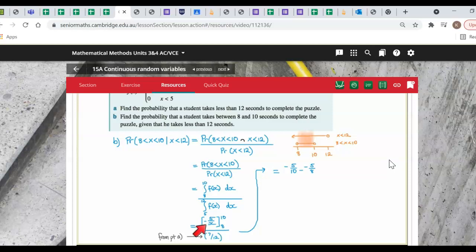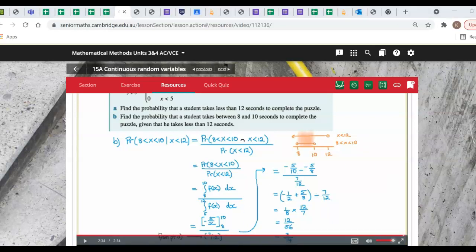To evaluate the numerator, we're going to end up with negative 5 over 10, subtract negative 5 over 8, all divided by 7 on 12. And when we work that one through, we end up with an answer of 3 on 14.